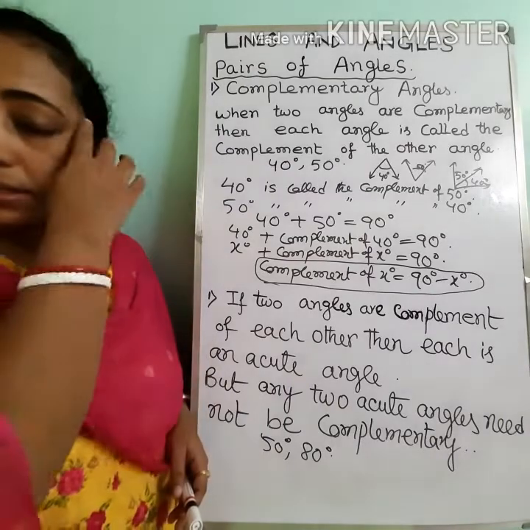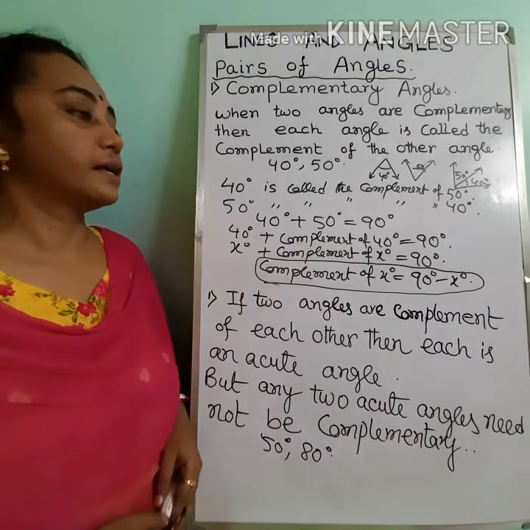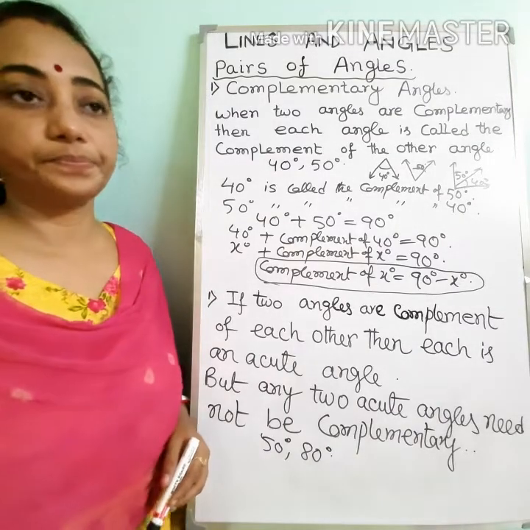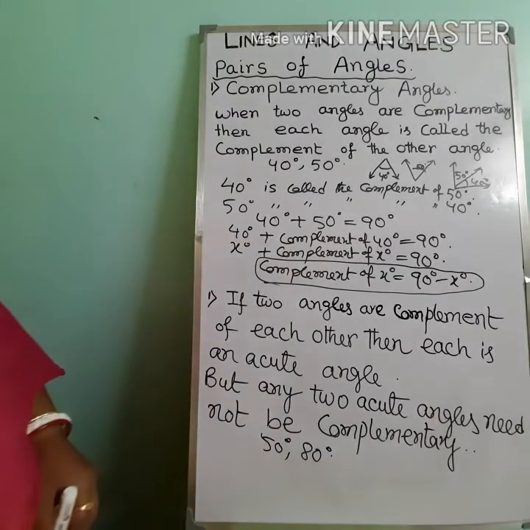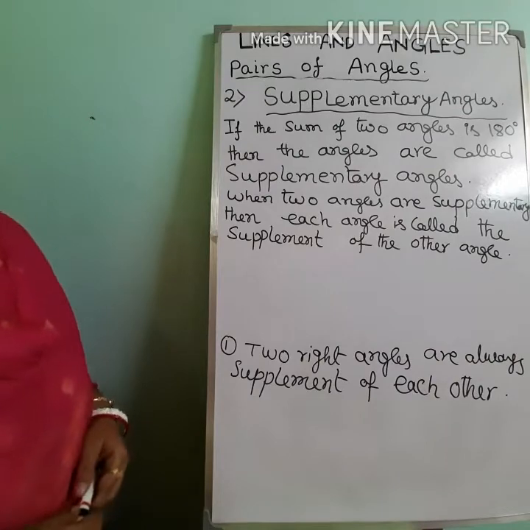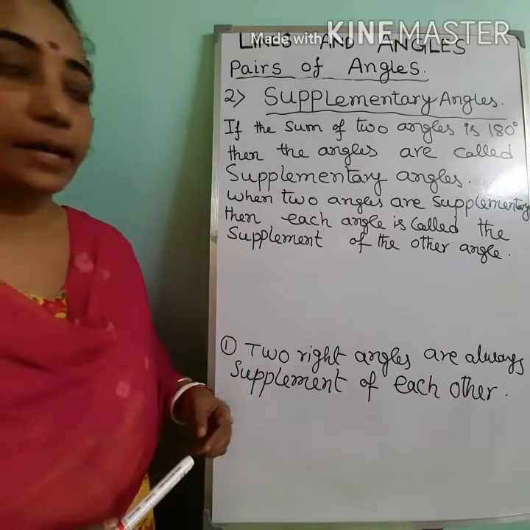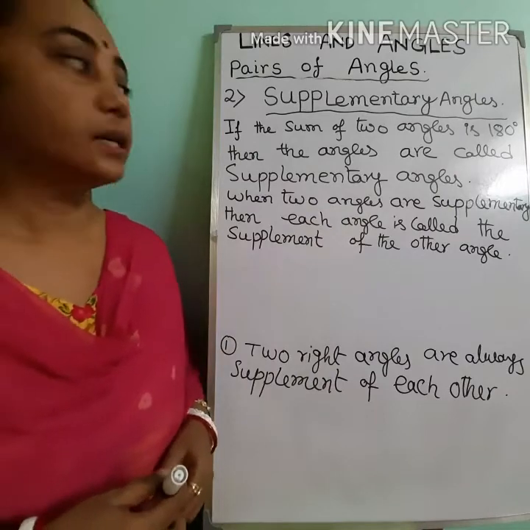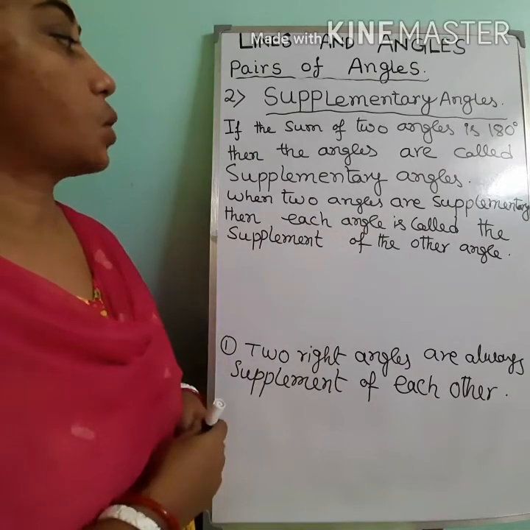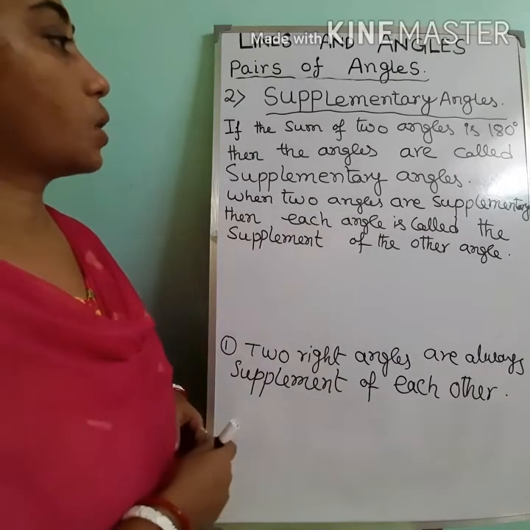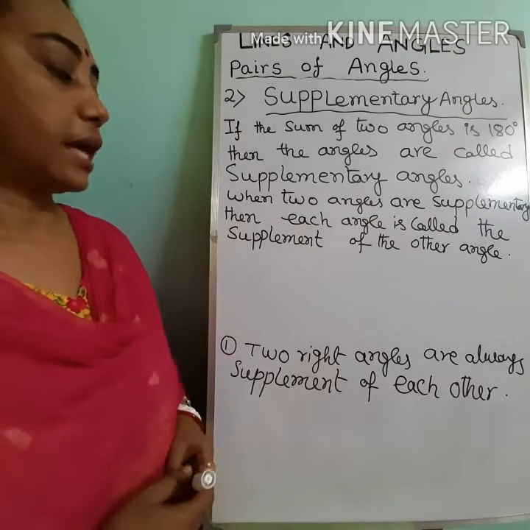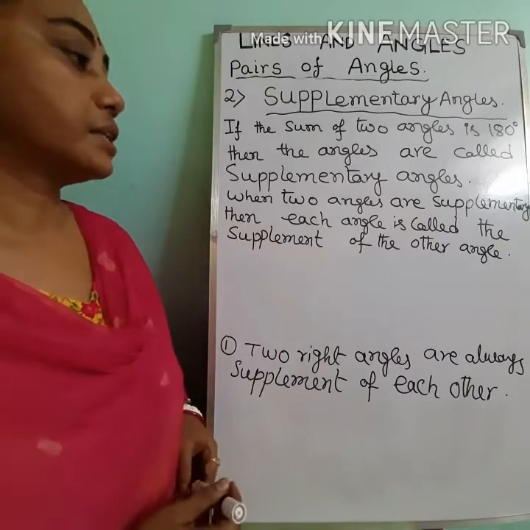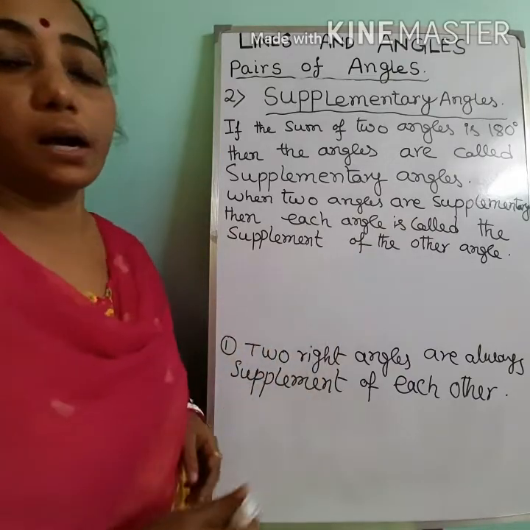Now we will discuss another important type of angles, that is supplementary angles. Let us discuss supplementary angles. If the sum of two angles is 180 degrees, then the angles are called supplementary angles. When two angles are supplementary, each angle is called the supplement of the other angle.